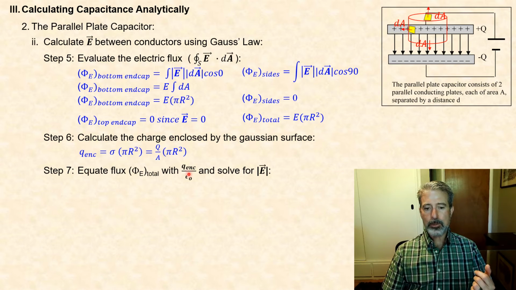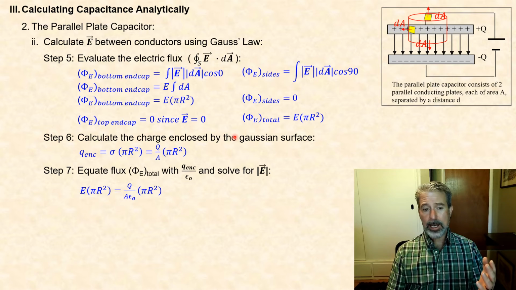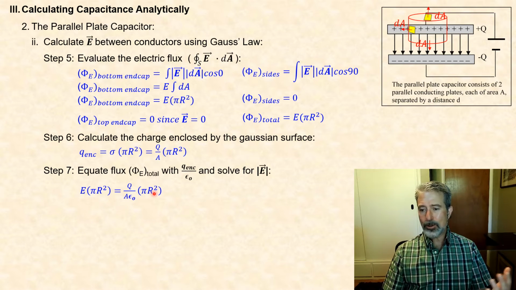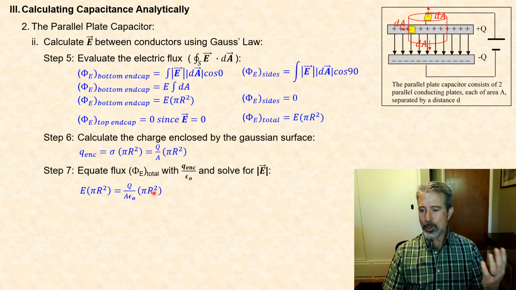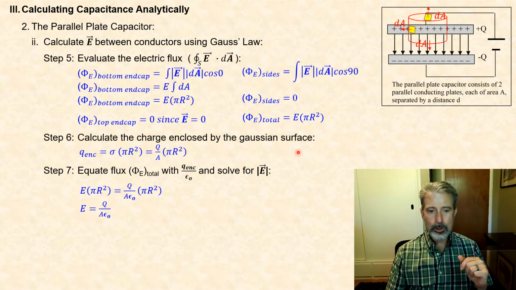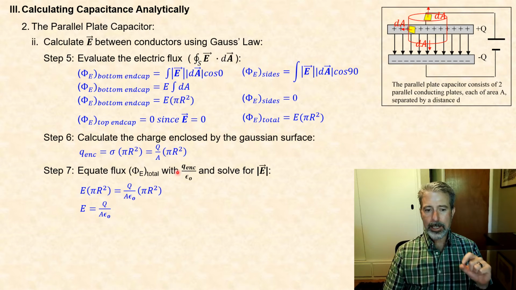Don't forget about this proportionality constant epsilon naught. When we equate those terms, we find that, of course, we would expect the cross-sectional area of our Gaussian cylinder doesn't come into play, it cancels out. Of course, the electric field should in no way depend upon a fictitious Gaussian surface that you choose. So what we find here is that the electric field in the region between these conductors is Q over A epsilon naught. That is just sigma divided by epsilon naught.